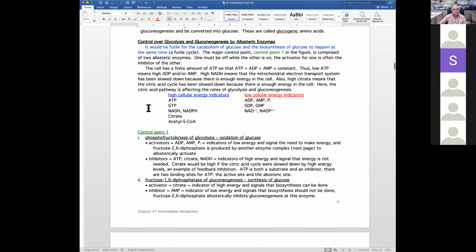So here I was trying to make you think about this. If the cell has high energy, that means it's probably not going to need more energy. What are you going to do with all that energy? Well, you store fat, store glycogen. In other words, you're biosynthesizing. So these are the things that would indicate a high amount of cellular energy. These are the kind of things that would indicate low cellular energy. So in that situation, you would turn off biosynthetic processes and turn on catabolic processes that are designed just to make energy.